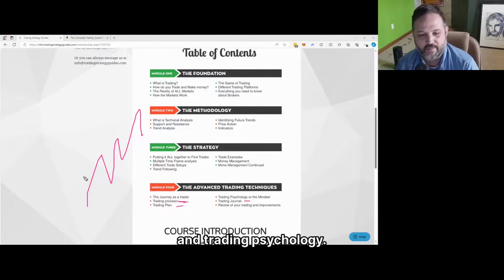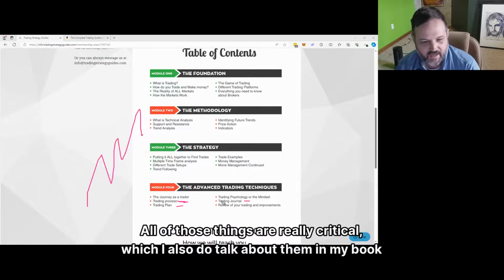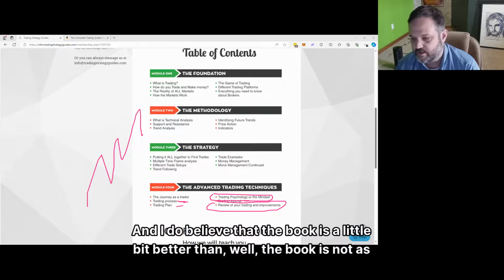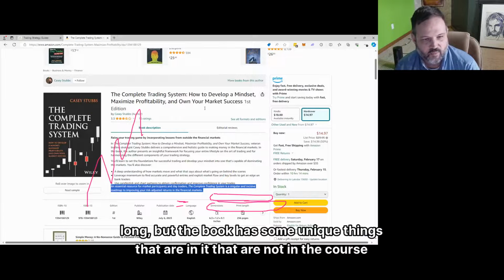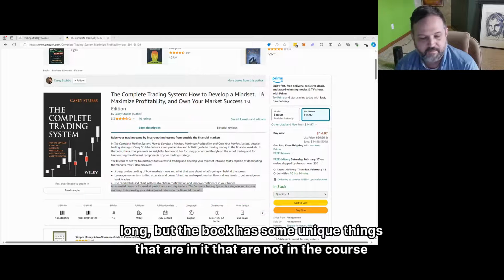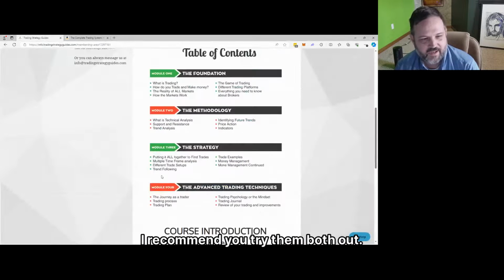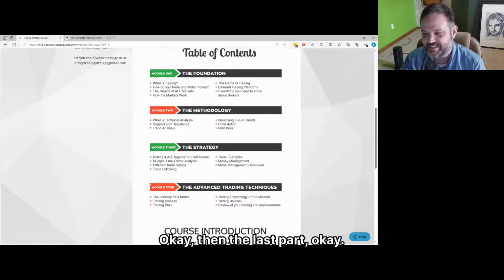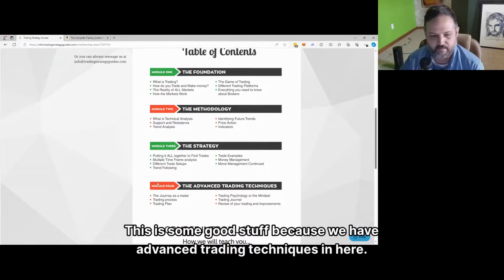Then we're going to talk about the trading journal and review and trading psychology. All of those things are really critical, and I also talk about them in my book. I do believe the book is a little bit better. The book is not as long, but it has some unique things in it that are not in the course. So they're both good. I recommend you try them both out.